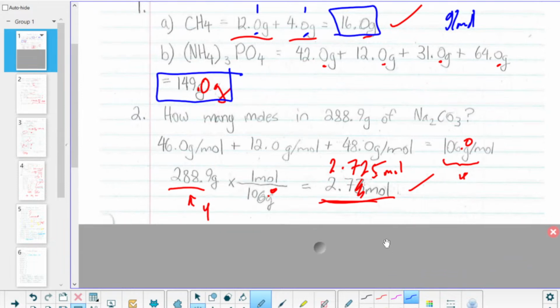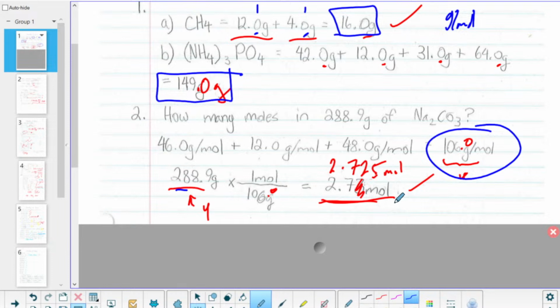How many moles in 288.9 grams of Na2CO3? We need to get the correct molar mass. You don't have to worry about sig figs too much as long as you get the final sig fig correct. So this one's technically 4, this one's 4, which means as you go through, it should be 2.725 or 2.726 moles, depending on how you rounded, as the final answer.